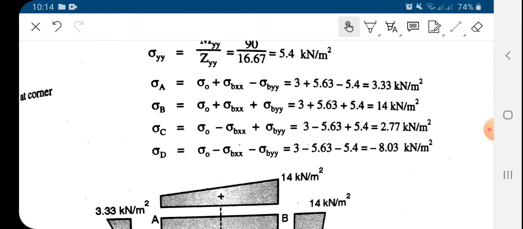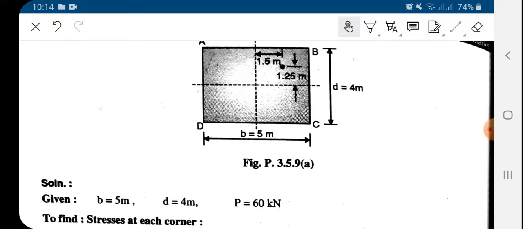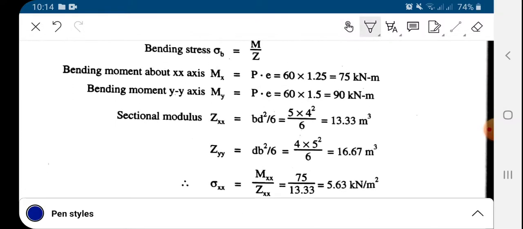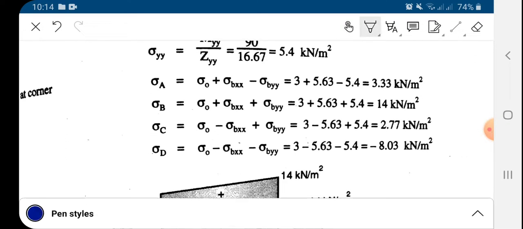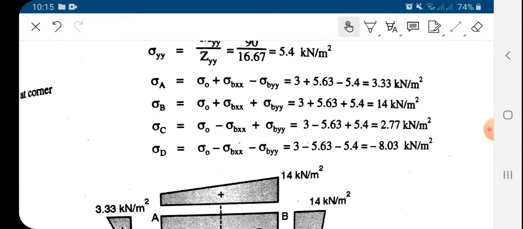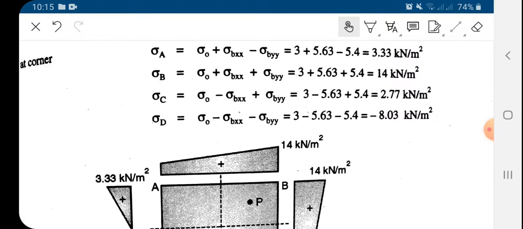Now for point D, sigma x will also be in compression, sigma y will also be in compression, so both will be negative. Okay. So based on this, we can easily compute the bending stresses at each corner point of this column, and we can simply represent it on this diagram.